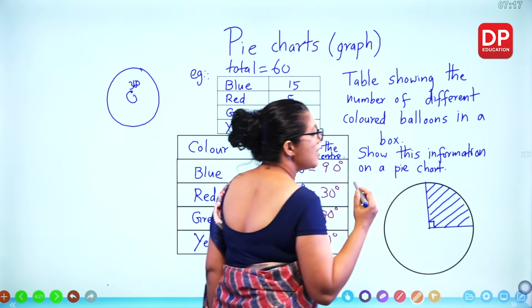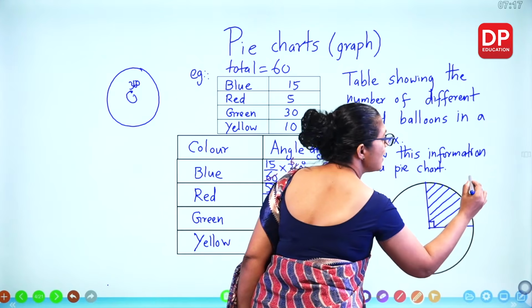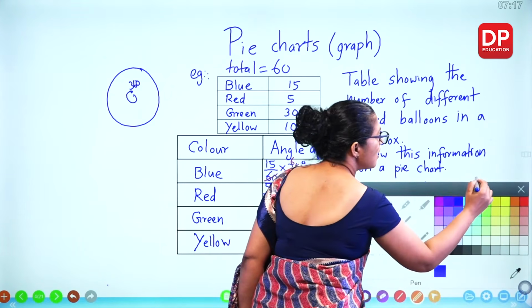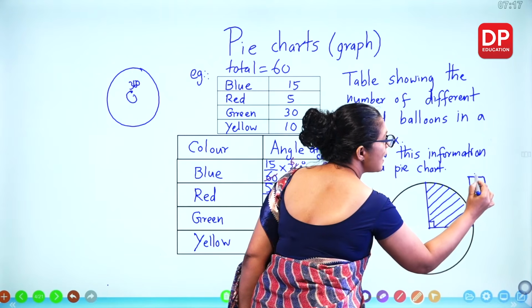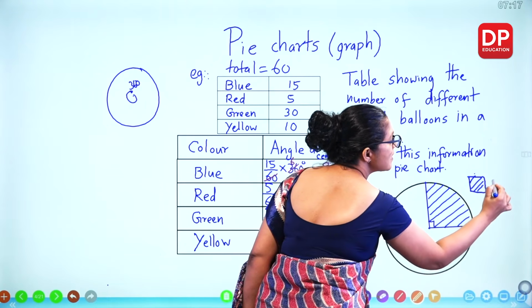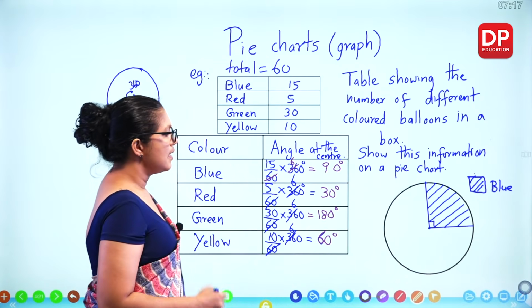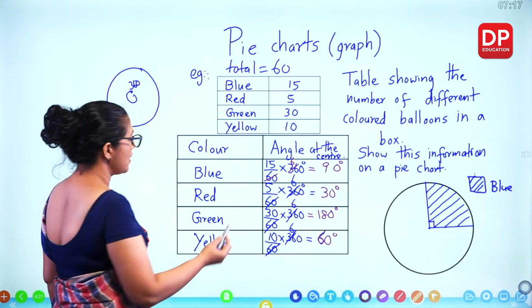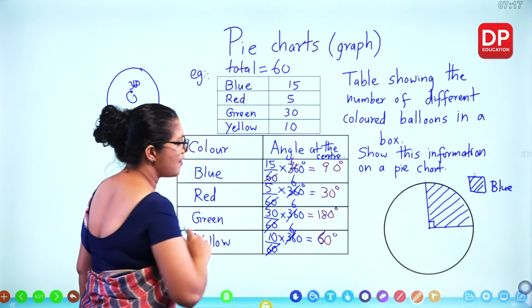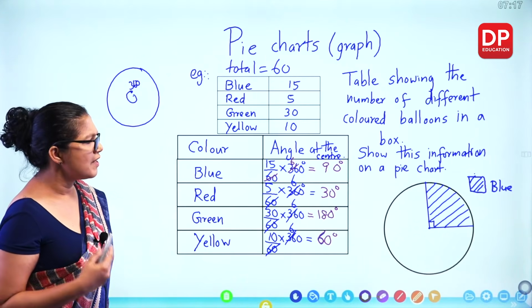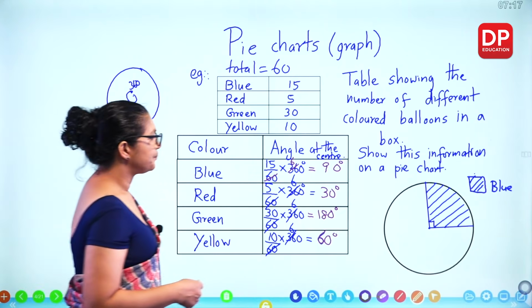So here you need to show the categories separately. So here I can take a small box like this and show this is blue color balloons. Now we'll take the next one. This is red one, 30. But we know this is 180, green ones. So we can easily draw the green ones first.